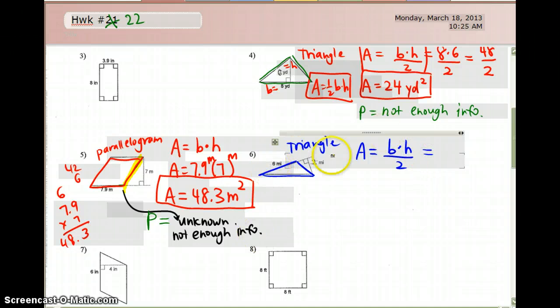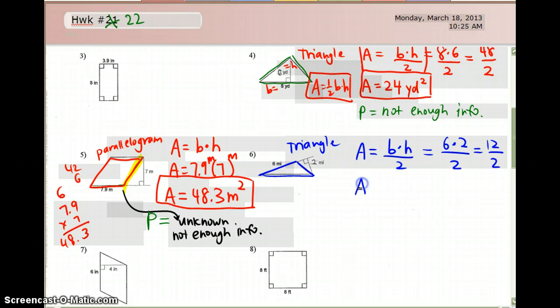My base and my height, which is just the two numbers listed there, is 6 times 2, and I'm going to divide that by 2, giving me 12 divided by 2. So my area is 6 miles, and I do want to square that.